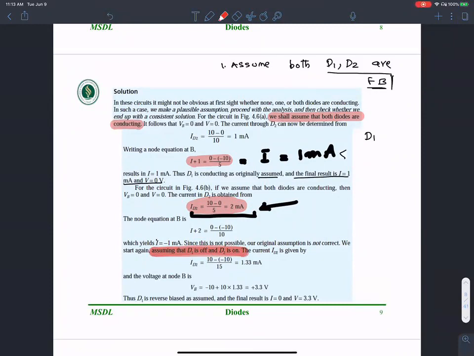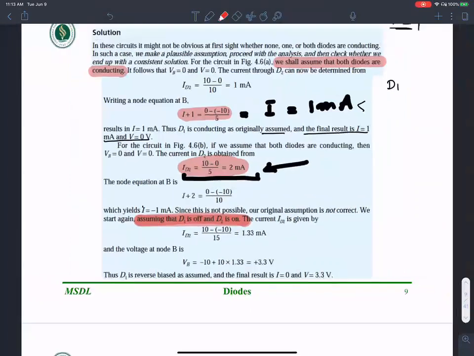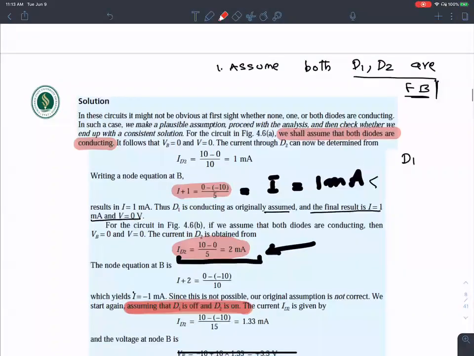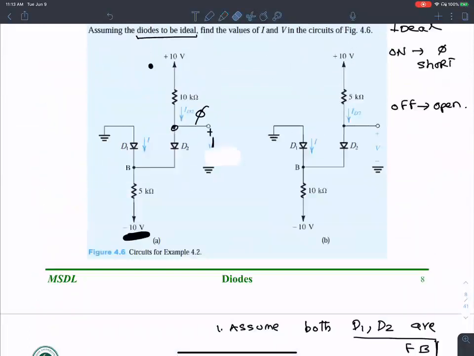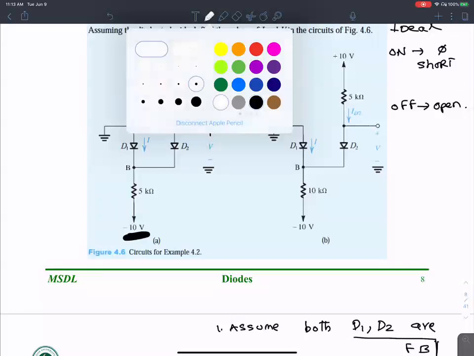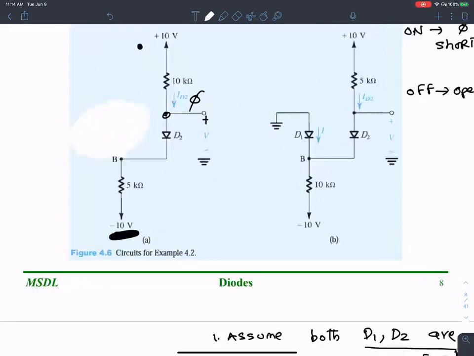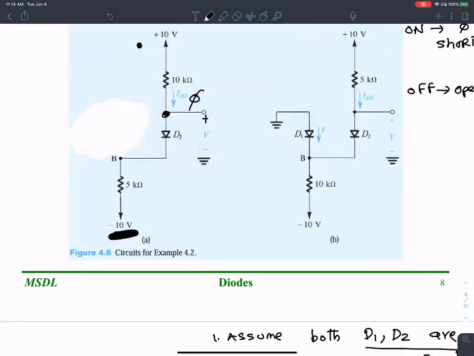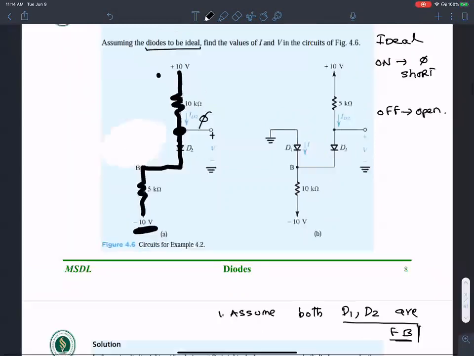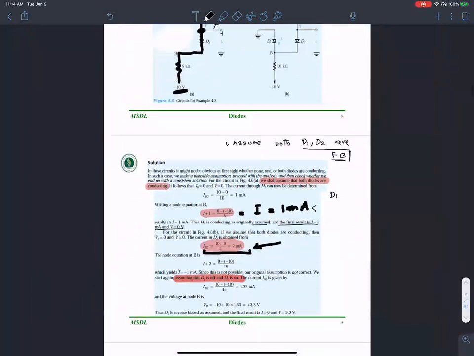When I assume this is going to happen, let me show you the new assumption here. The new assumption is that all of this is open circuited, so that is all completely out of this circuit because I assume this diode to be off. And then I assumed D2 to be on. Now what I can say is I have a resistance here and I have another resistance here. Now I should be able to write the expression for V using this assumption.